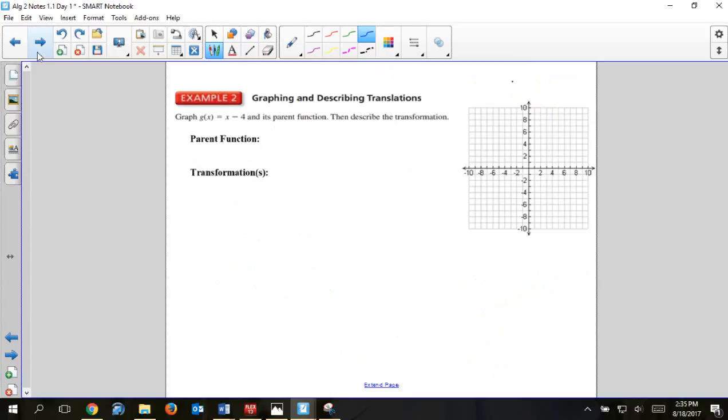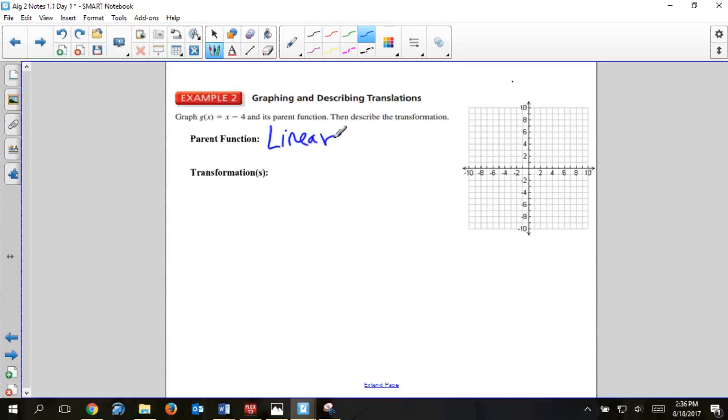So this very last example, we're going to graph. And it's called g of x instead of f of x. It's still a function. G of x and its parent function. Then describe the transformation. So we have to graph this function and its parent. So we've got to know what its parent function is. So g of x equals x minus 4. What family does it belong to? If you're not sure, go back and look at your equations. Which family has an x? David? Linear. Linear, perfect.